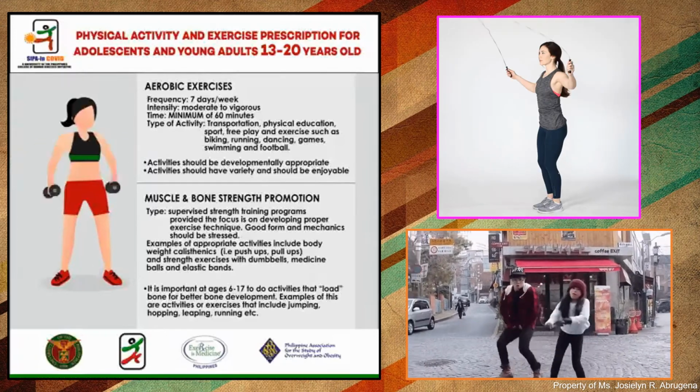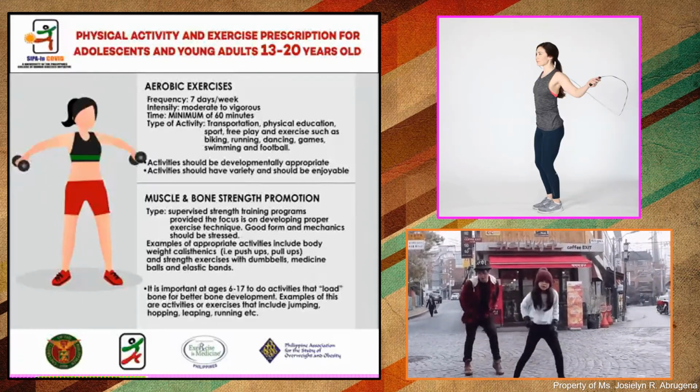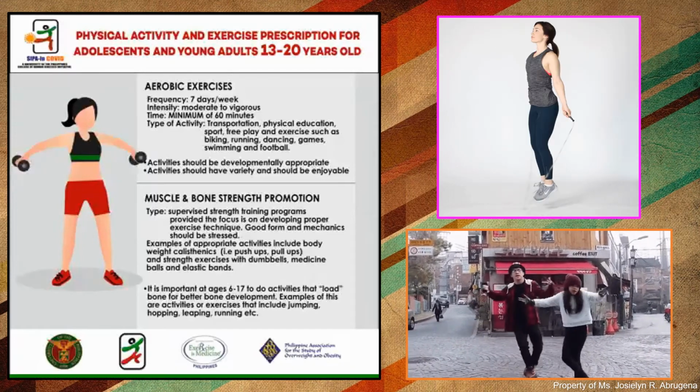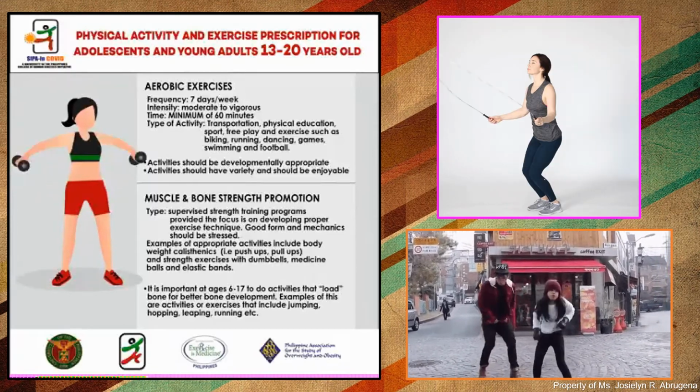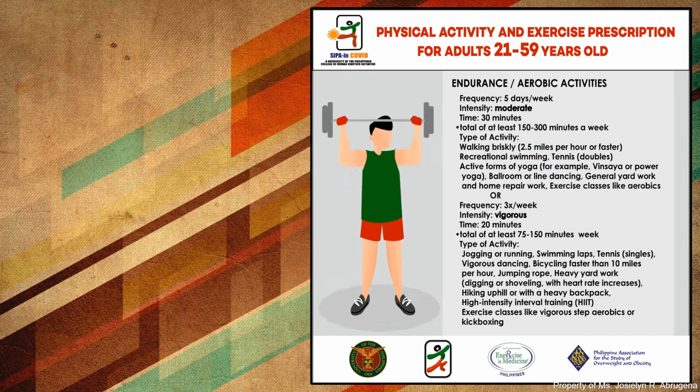It is important for 6 to 17 to do activities that load bone for better bone development. Examples of these are activities or exercise that include jumping, hopping, leaping, running, etc. Physical activity and exercise prescriptions for adults 21 to 59 years old.